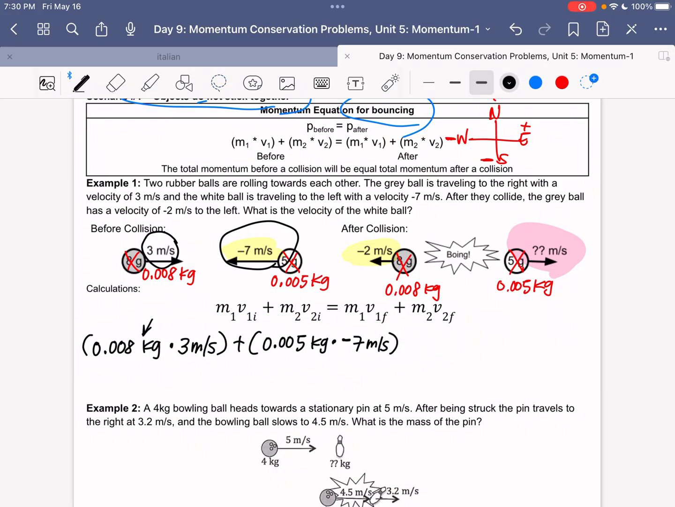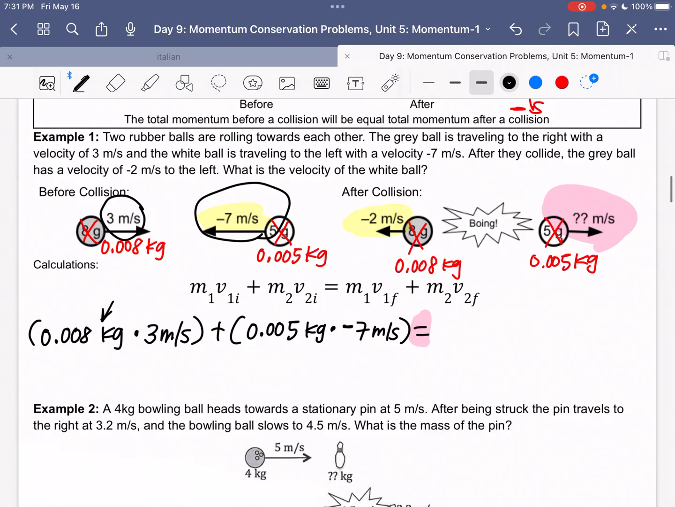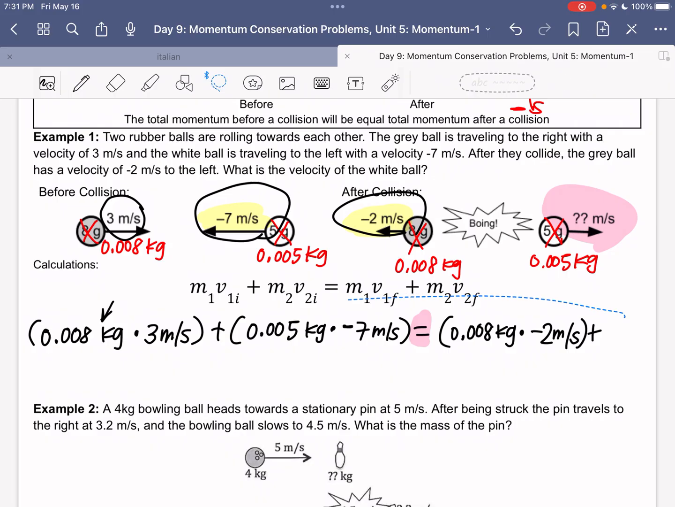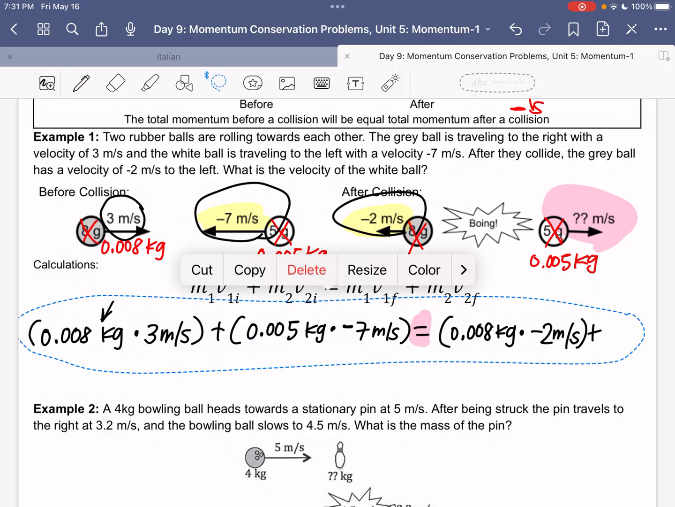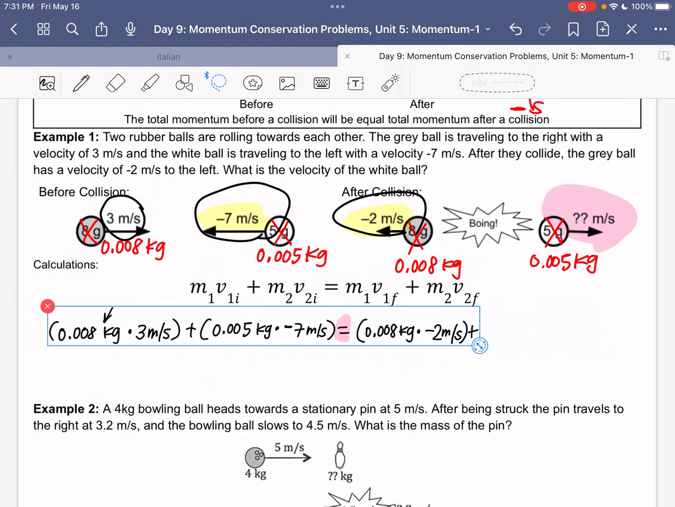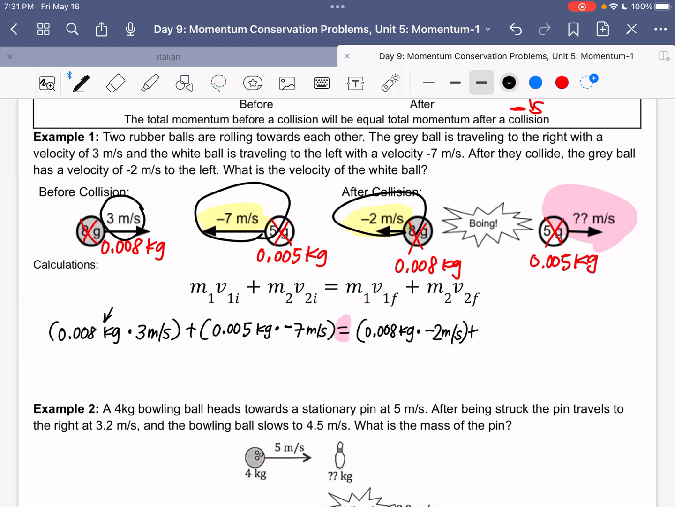Okay, continuing on. They need to equal each other. So our mass after is the same, right? 0.008 times -2 plus, oh Lord, plus the second mass, which is 0.005, times, we don't know this, so it's going to be an x.